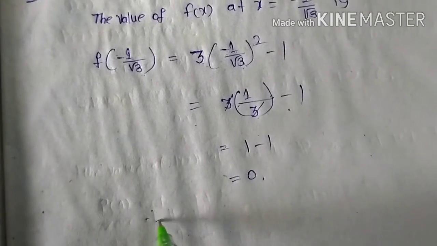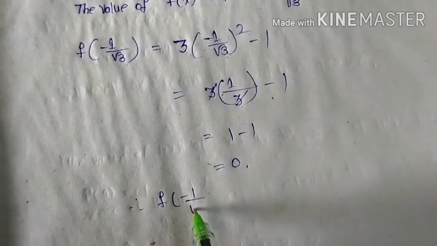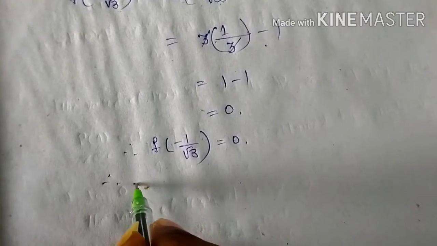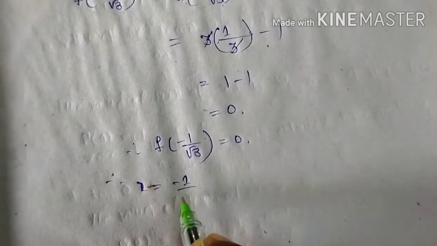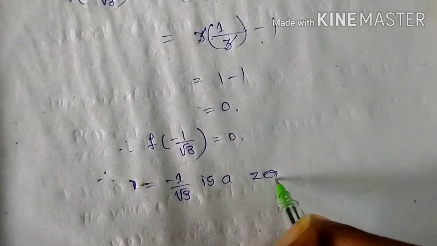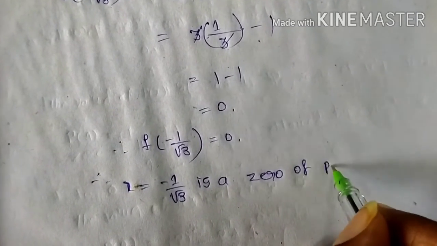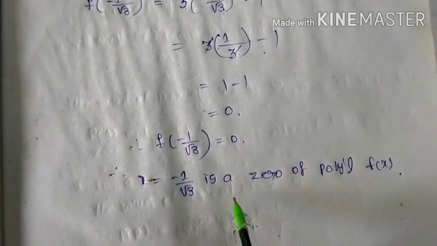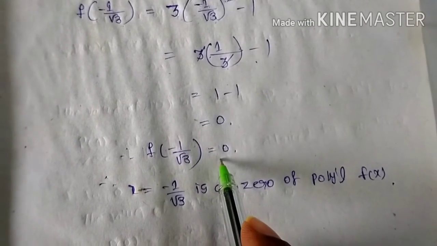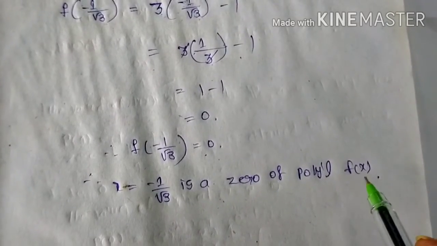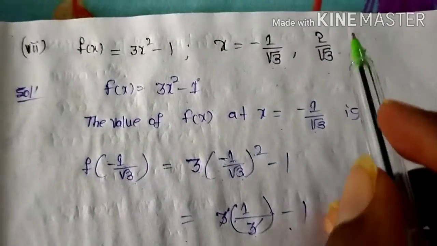Yes. So you can write here f of minus 1 by root 3 is equal to 0. Therefore, see, can I write here x is equal to minus 1 by root 3 is a zero of polynomial f of x? Yes or no? It is 0. For example, if it is not equal to 0, we can write it as it is not a zero of the polynomial. We have one more.